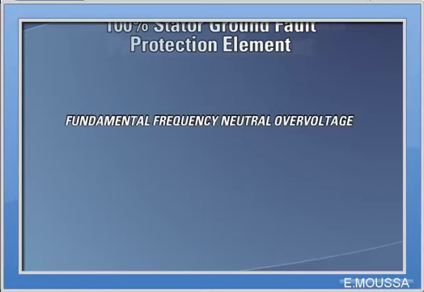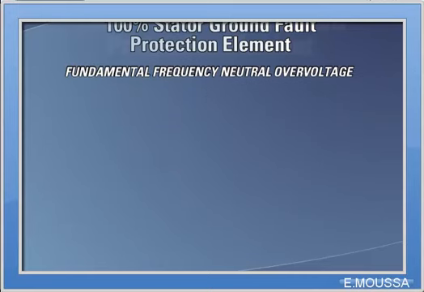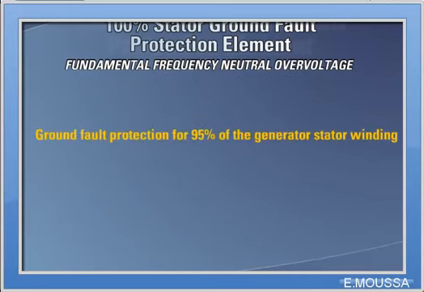The second primary generator protective element we will discuss is 100% stator ground fault protection, which can be achieved using a combination of fundamental frequency neutral overvoltage and third harmonic neutral undervoltage. A standard fundamental frequency neutral overvoltage protection element can provide ground fault protection for 95% of the generator's stator winding. In case of ground faults in the final 5% of the winding, there will be such a low fault current or such a small imbalance in voltage that conventional protection cannot reliably detect it.